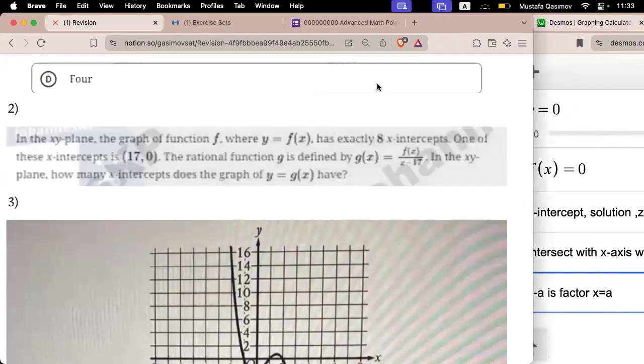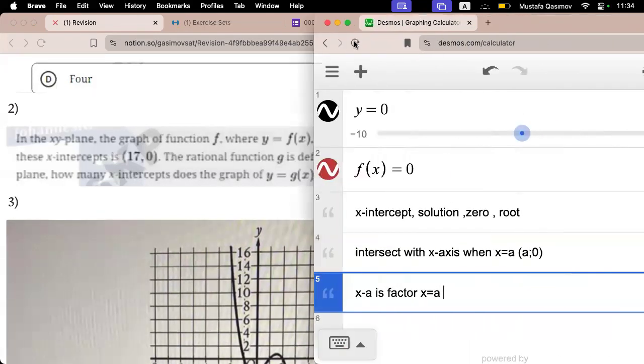f of x has 8 x-intercepts and one of them is 7, right? So it means that we have x minus 7 as a factor inside of f of x. Then when you divide it by x minus 7, it will be eliminated and it will be 7 x-intercepts.